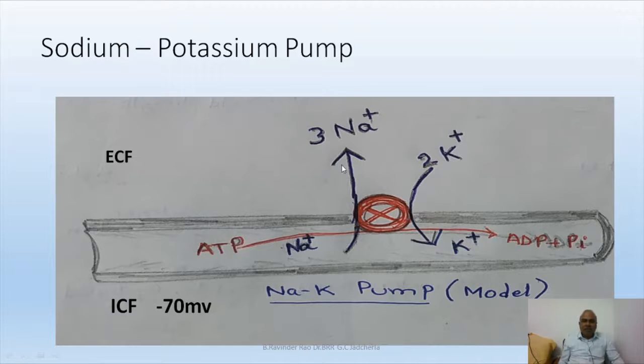So how many sodium ions are pumped out? 3 sodium ions. And how many potassium ions are pumped in? Only 2 potassium ions, because potassium has leakage channels. So some potassium will come inside automatically. Because of more concentration, if it is there outside, it will go into the axoplasm. So 3 sodium ions are expelled out, and 2 potassium ions are brought inside by an active mechanism called the sodium potassium pump. Of course, this pump is also there in regular normal cells, but here there are more in number.